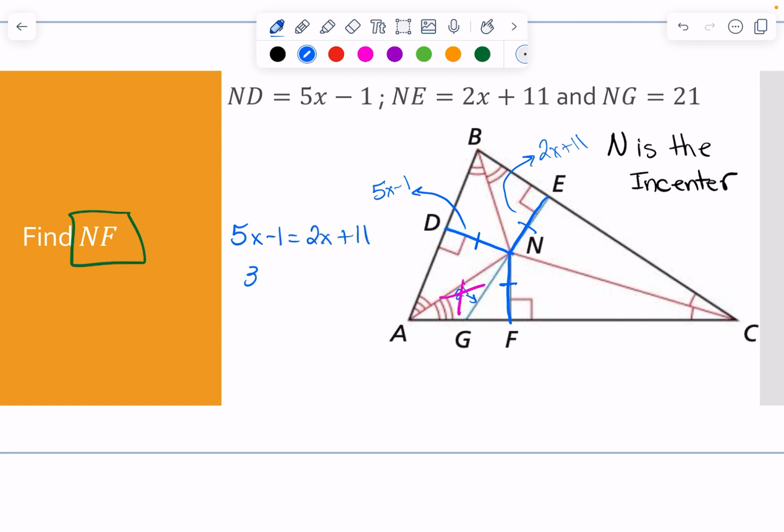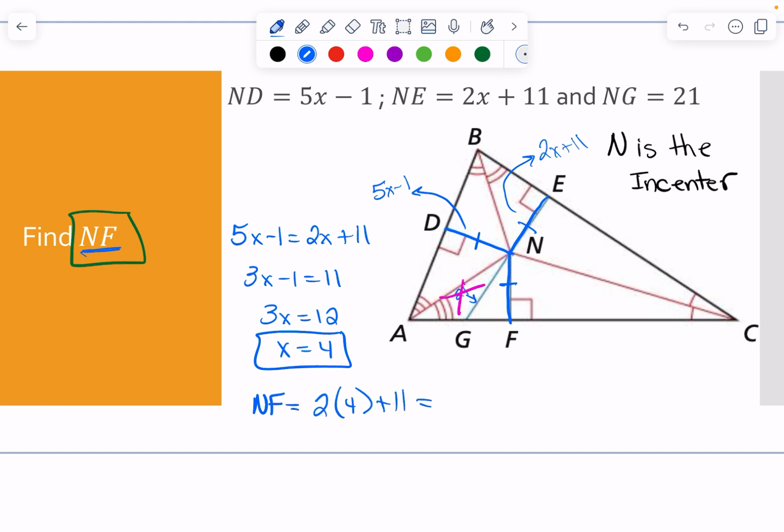I minus my 2x, and I add the 1. So therefore, x is equal to 4. Then we want to find NF, so I'm just simply going to plug that back in. It doesn't matter if I plug into ND or NE. I do know they're the same value. So all I'm going to do is say, okay, NF is equal to 2 times 4 plus 11. 2 times 4 is 8 plus 11. So NF must be equal to that. So therefore, it must be 19.